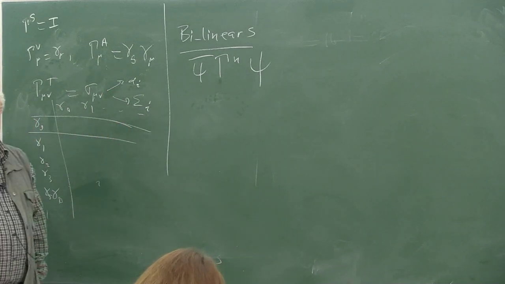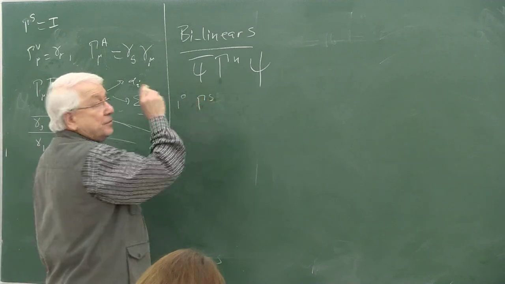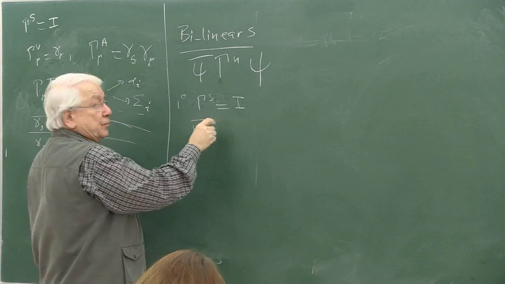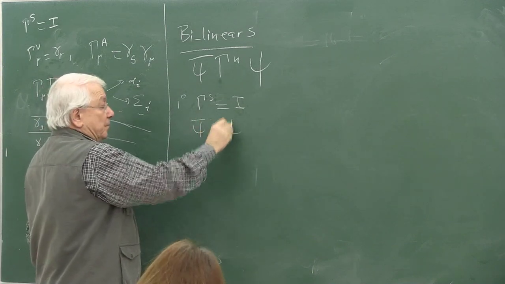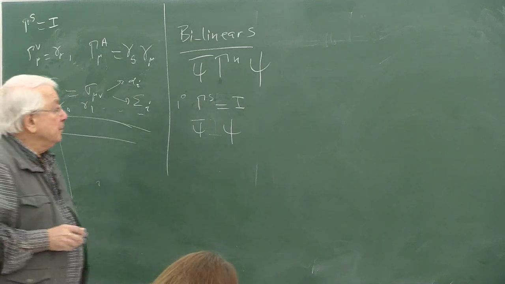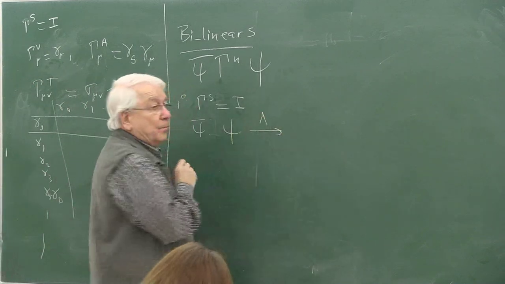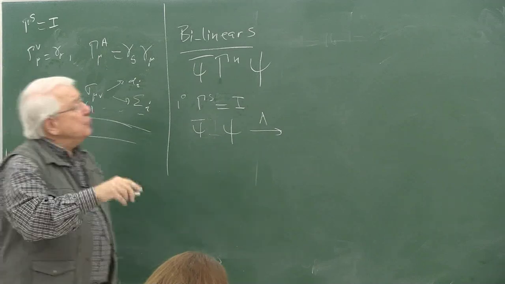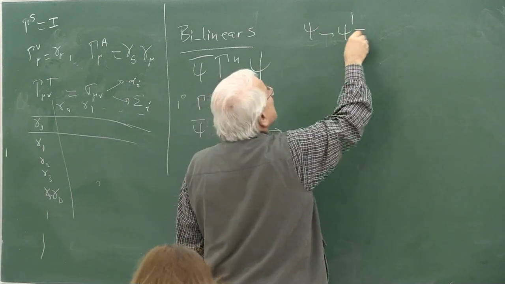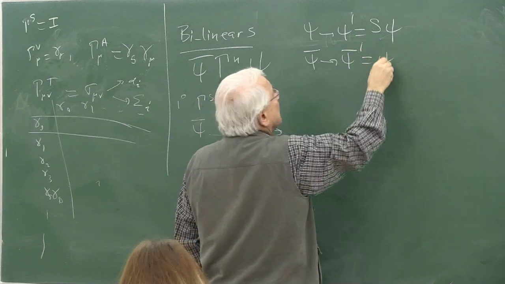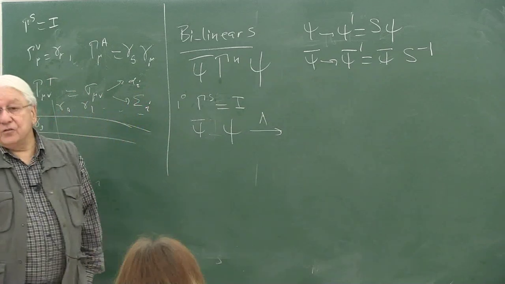Let's start with the simplest. Gamma S, which is the identity. So what is the bilinear I would like to construct? Insert an identity between. So it's psi bar psi. How do they transform under proper Lorentz transformations and improper Lorentz transformations? Remember, psi goes to psi prime, which is S psi, psi bar goes to psi bar prime, which is psi bar S inverse. That was already introduced before.